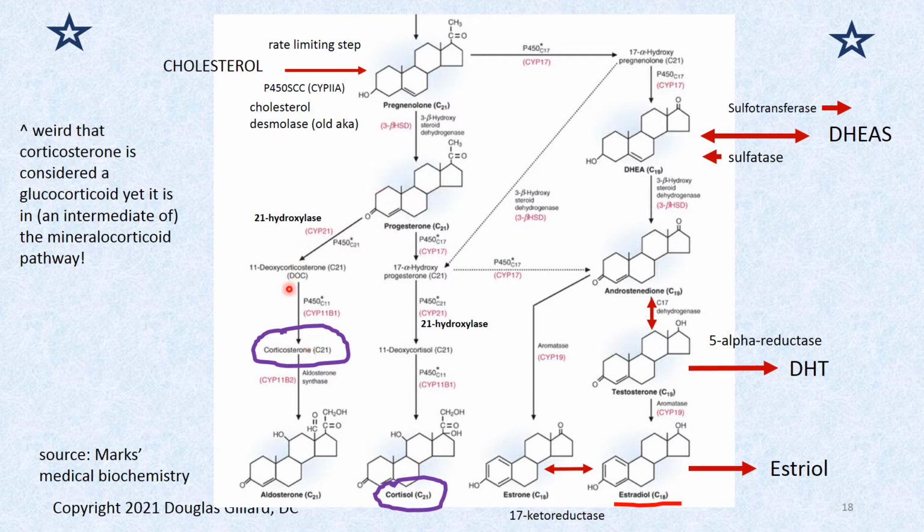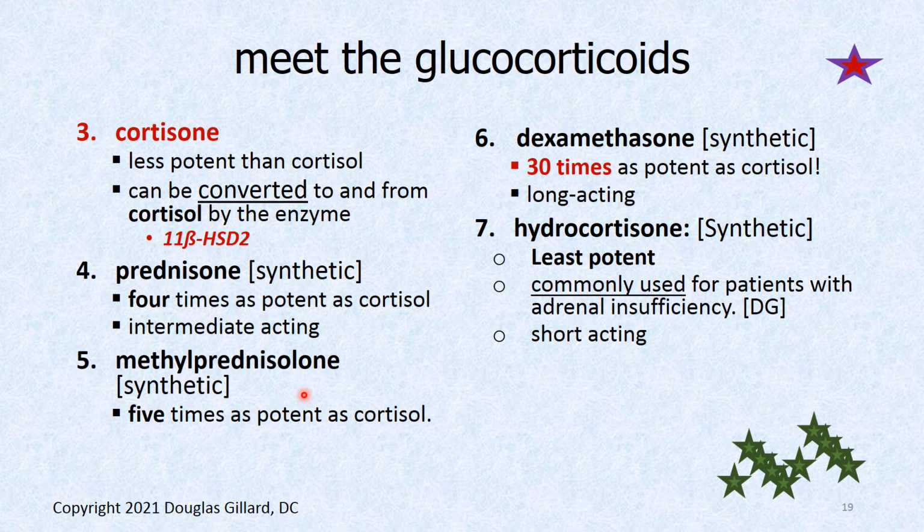Progesterone is converted into 11-deoxycorticosterone, which is converted into corticosterone, and there it is. So that can float out and act like a glucocorticoid, or it can be converted by, which most of it is, by aldosterone synthase into aldosterone here. So that's kind of weird. Some more glucocorticoids. Cortisone we just talked about, less potent. It's the one that is acted on in the kidney by 11b-HSD2.